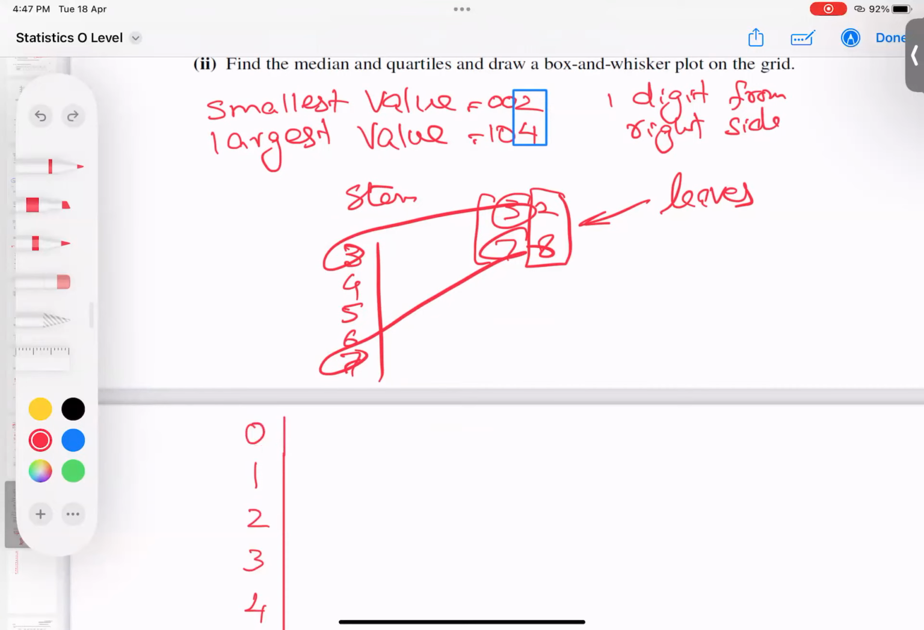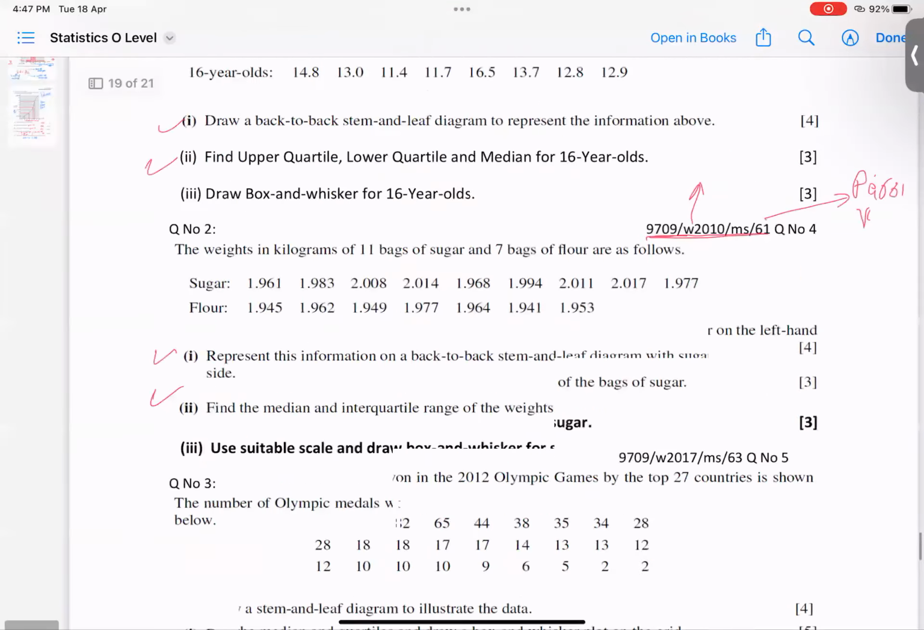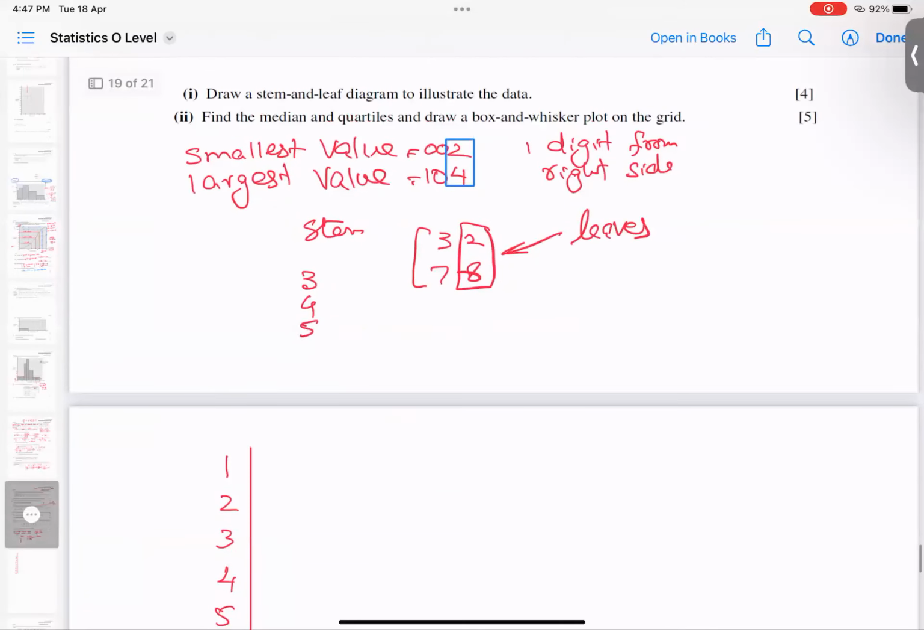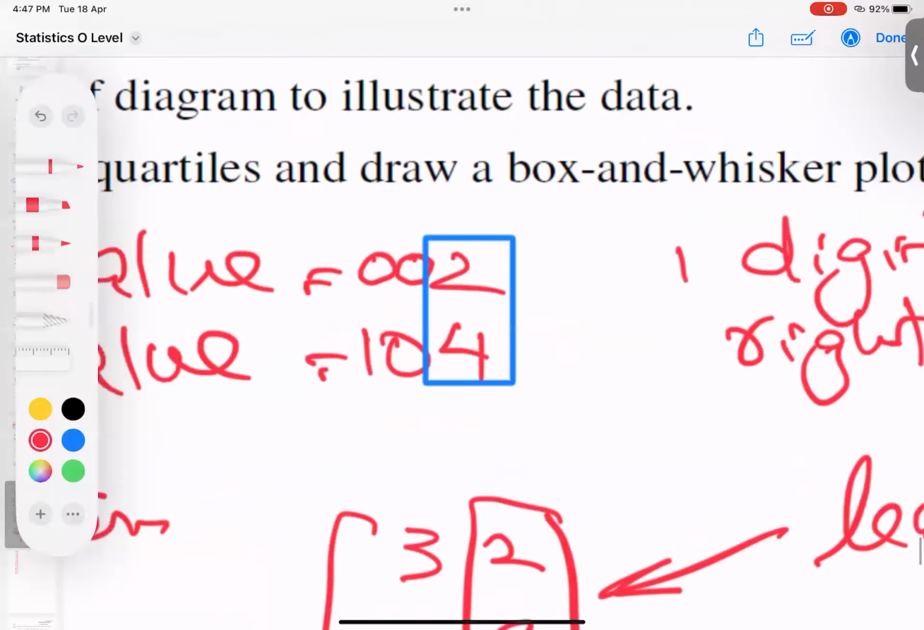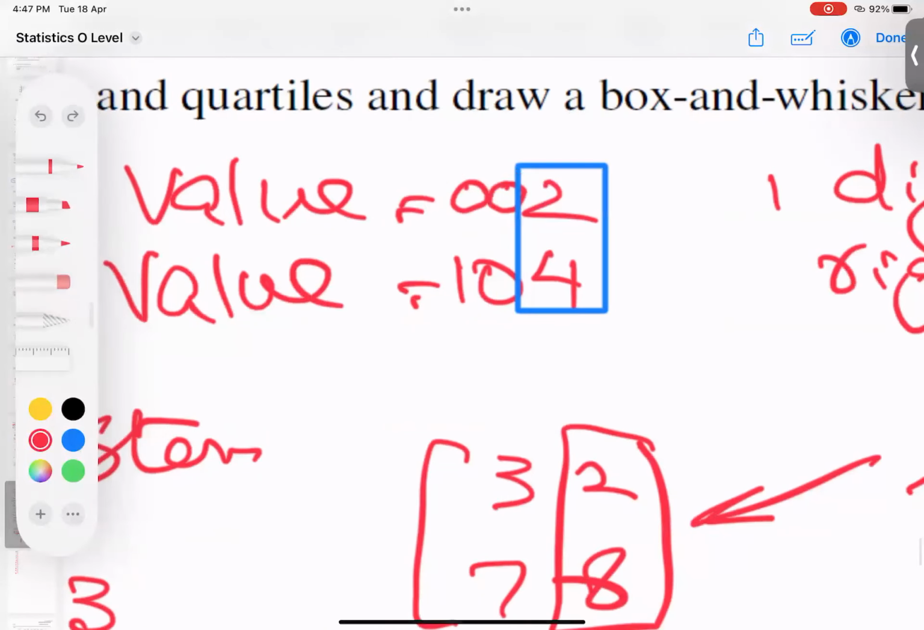Why was 0 missed? You can see the zeros at the top. Wait a minute, I missed 0, so I will write again. Why 0? Because you see this one, there is a 0 there. I hope you got the point.